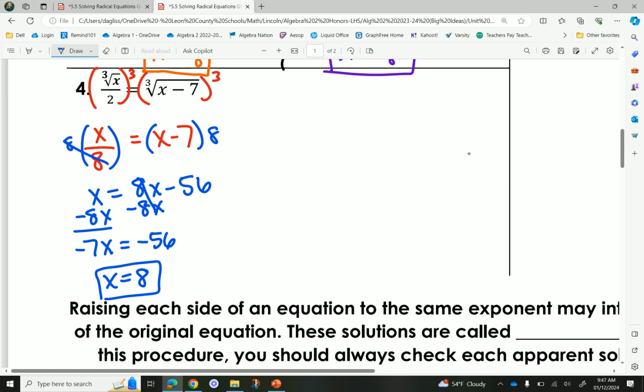And again, you can plug it back in to check. The cube root of 8 is 2. 2 divided by 2 is 1. 8 minus 7 is 1. The cube root of 1 is 1. So you get 1 equals 1. It works.